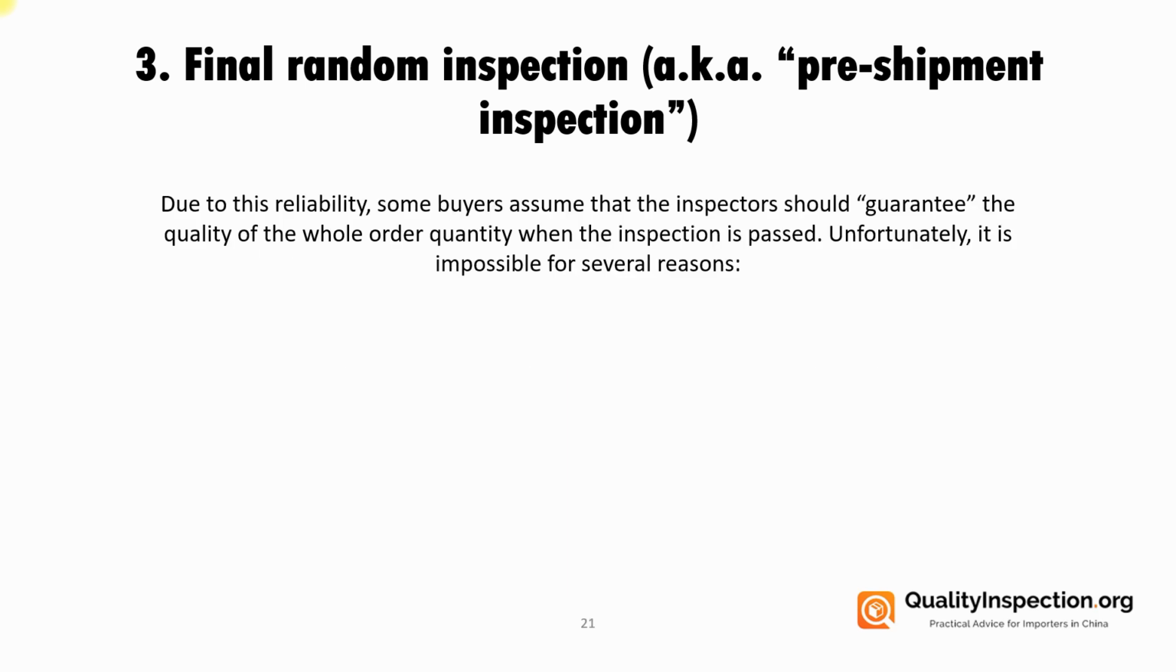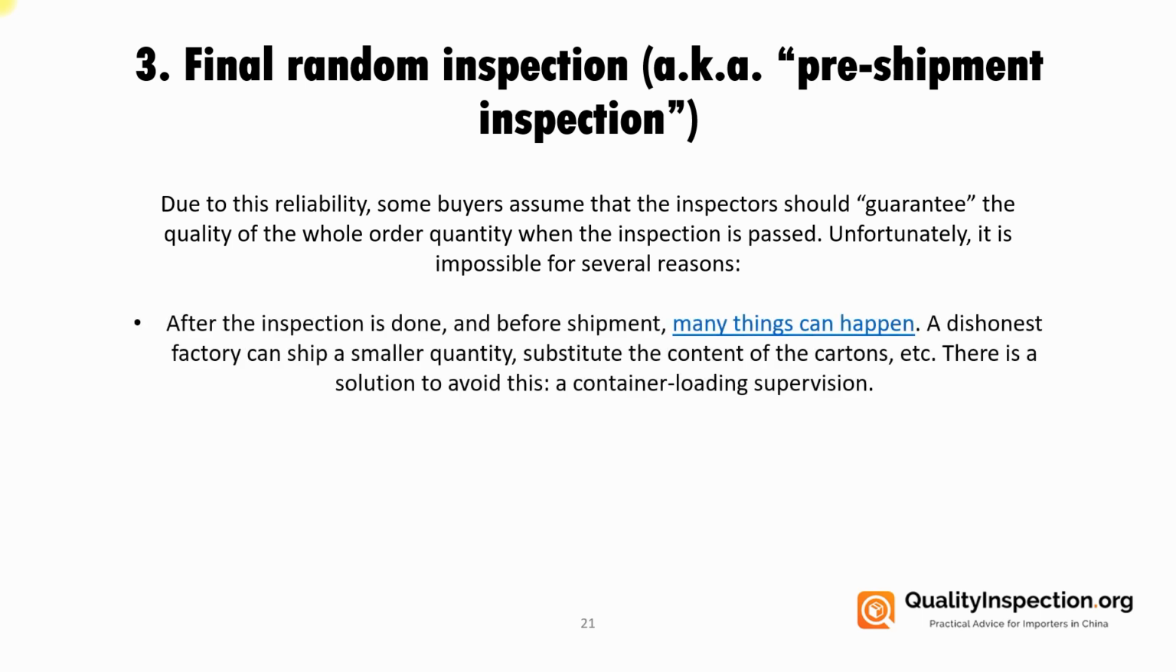However, this reliability doesn't mean that inspectors can guarantee the quality of the whole order when they pass inspection. This isn't going to be possible for several reasons. Firstly, after the inspection is done and before shipment, many things can happen. We link to a blog post about this here. A dishonest factory can ship a smaller quantity. They might substitute the content of the cartons, and more shady practices. There is a solution to avoid these happening though, and that's a container loading supervision. I'll add a link to that in the description of the video too.